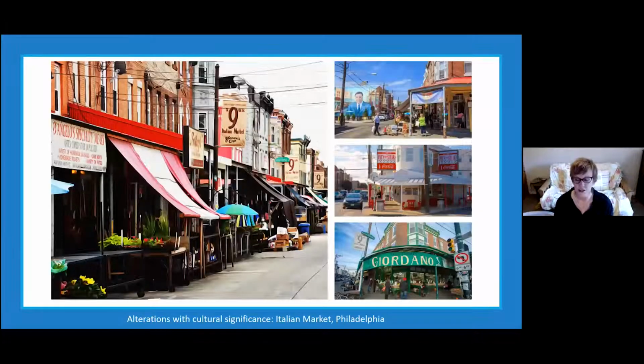There's also alterations that have cultural significance. So, for example, the Italian market area in Philadelphia has a lot of cultural significance for these buildings. And so, it wouldn't be appropriate to come in and just remove all the additional alterations. You really have to think about what is key to the culture of the neighborhood and the culture of how it's evolved with the food markets there and the local food culture.